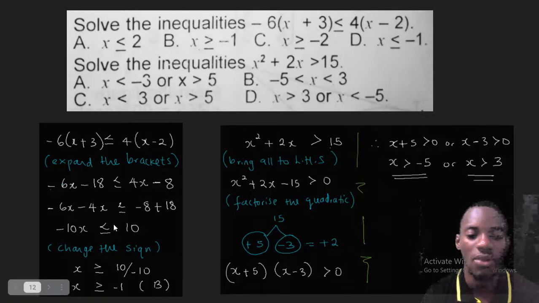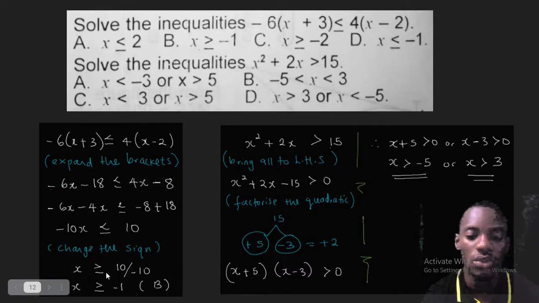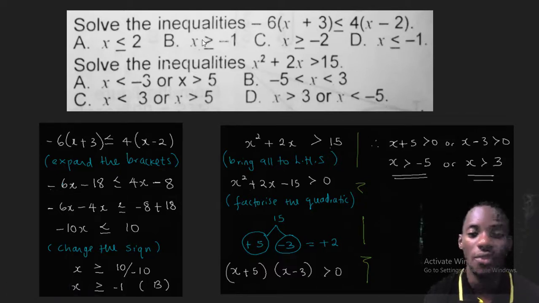Minus 10s is less than or equals to 10, dividing by minus 10, that will give me s. Now notice one thing: when the minus 10 came from here to this side, because it's a negative sign, it will change the sign. So it becomes s is greater than or equals to 10 over minus 10, giving me s is greater than or equals to minus 1 as my answer, and that's the answer to the first inequality.